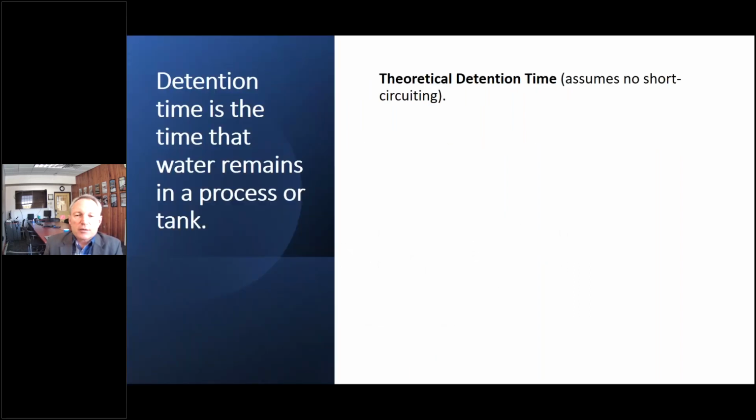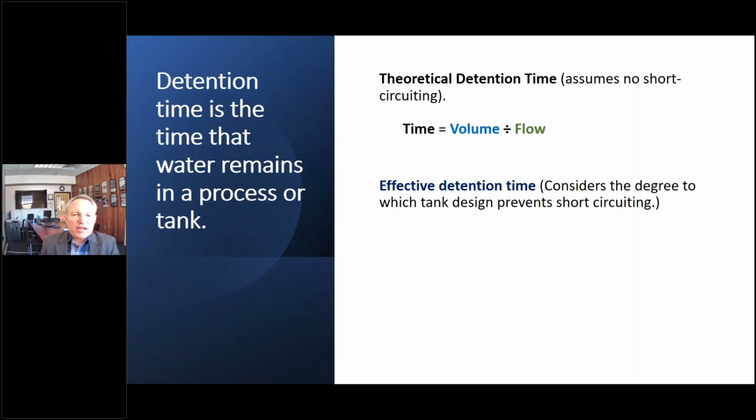Now we use these baffling factors to calculate effective detention time. Theoretical detention time assumes that there's no short circuiting. We just have the time equals the volume divided by the flow. So the volume in gallons divided by the flow in gallons per minute. Gallons would cancel and you'd have only minutes left. But the effective detention time is what we're going to use for our CT values. We're going to take into consideration the baffling factor. So we're going to take the volume of that vessel, multiply it by the baffling factor, and then divide by the flow.